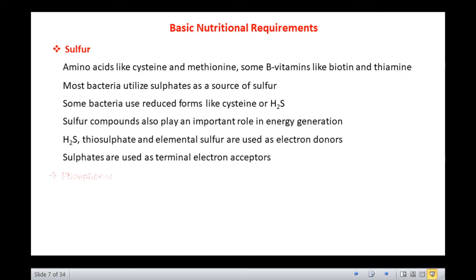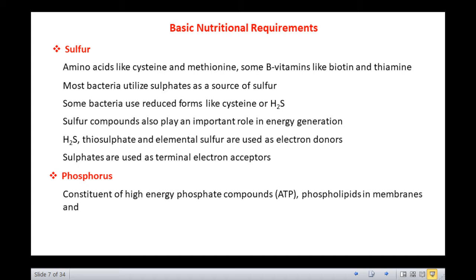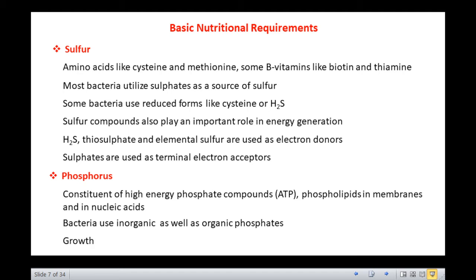The next requirement is phosphorus. It is a constituent of high-energy phosphate compounds like ATP, phospholipids in membranes and in nucleic acids. Most bacteria use inorganic phosphates as their phosphorus source, though some can use organic phosphorus compounds like glycerophosphates. Phosphorus can also act as a growth-limiting nutrient.